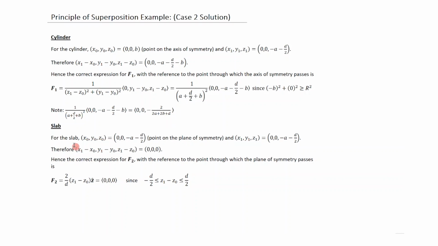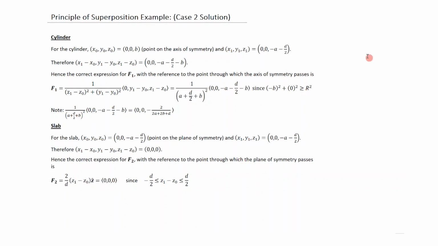We go through the same process for the slab. For the slab, the point on the plane of symmetry is 0, 0, minus a minus d over 2, but the observation point is exactly at the same location. So when we take the difference between the two, we get 0, 0, 0. This corresponds to computing the field at the center of the slab, so we use the appropriate expression for F2, which happens to be this one, where Z is now replaced by Z1 minus Z0, and this ends up being a value of 0.